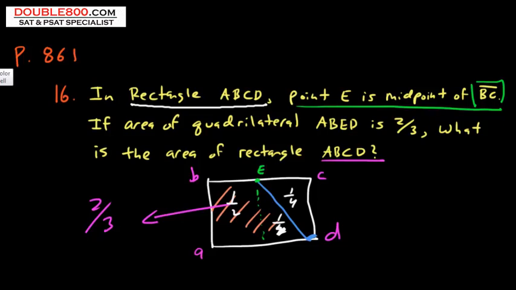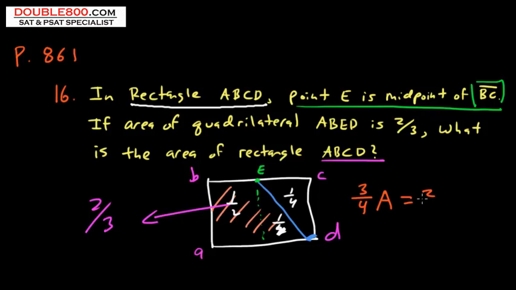So it's really just a straight ratio question, and it would be 3/4 of the whole rectangle. So I'll just call that A. 3/4 of the entire area, remember we want ABCD, has a value of 2/3.